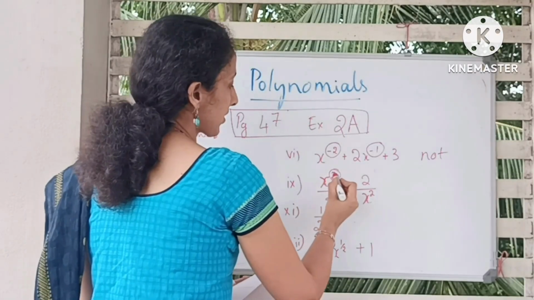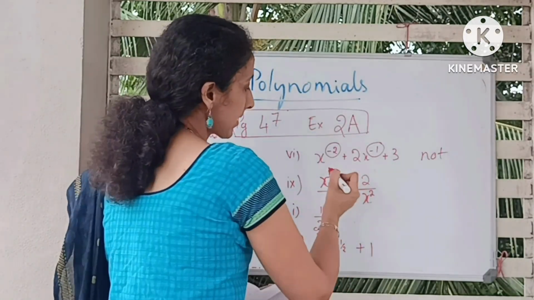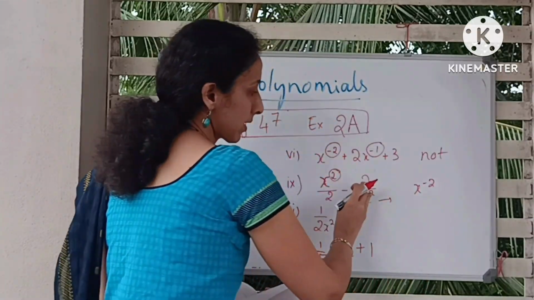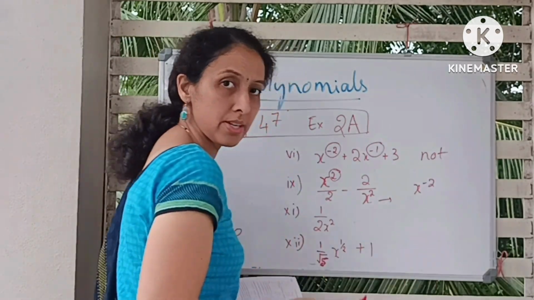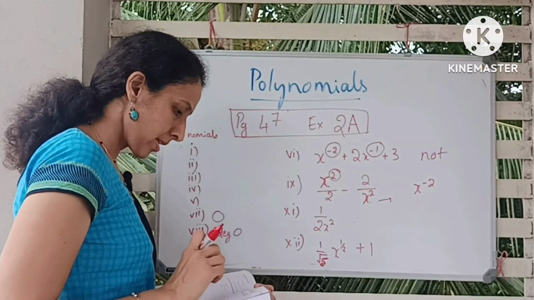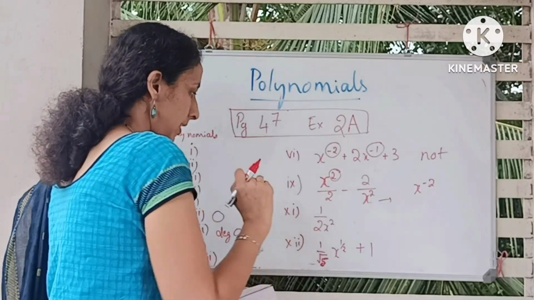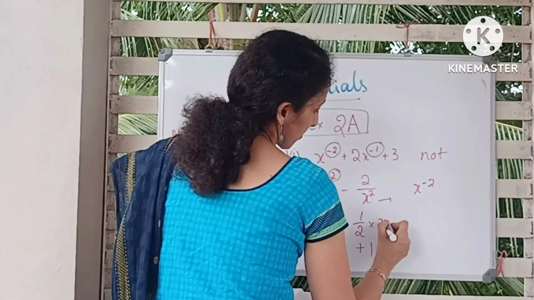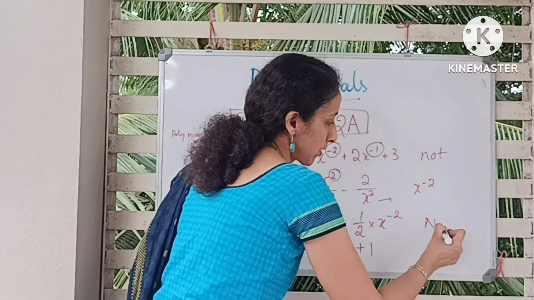And the ninth one, which is x square by 2 minus 2 by x square, this has a non-negative integer, but this becomes x power minus 2 when we take it up, means 2 into x power minus 2, that is why this is a negative integer. So this is not a polynomial. Then the 10th one is a polynomial of degree 2. The 11th one is again 1 by 2 into x to the power minus 2. This is also a negative integer, that is why this is not a polynomial.